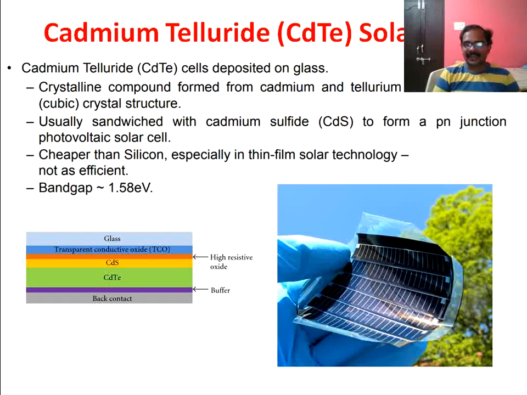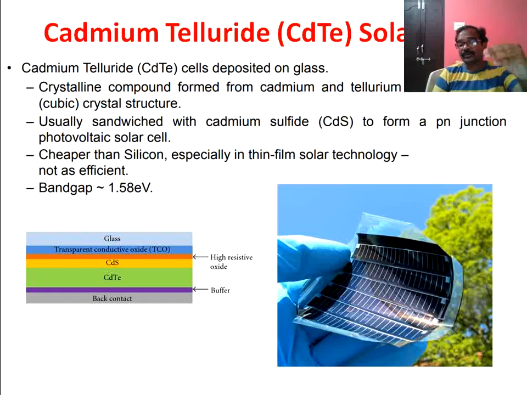Here the cadmium telluride acts as a p-type semiconductor and cadmium sulfide acts as an n-type semiconductor, and that's why you can see the length of the CdS is very small, 1 micrometer, and the length of the cadmium telluride is very high, around 100 micrometers. The band gap of cadmium telluride, that is the bottom layer or the p-type layer, is 1.45 electron volts, whereas for the top layer CdS, the band gap is 1.58 electron volts. Whereas in the case of monocrystalline or polycrystalline, we use both the top layer and the bottom layer as silicon with the same band gap, 1.1 electron volt. Both n-type and p-type have 1.1 electron volt.